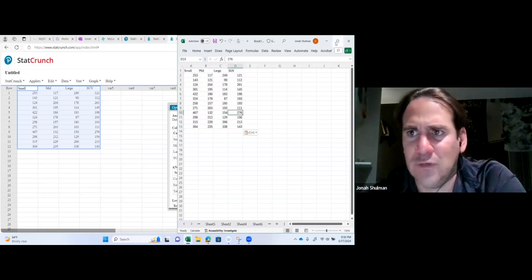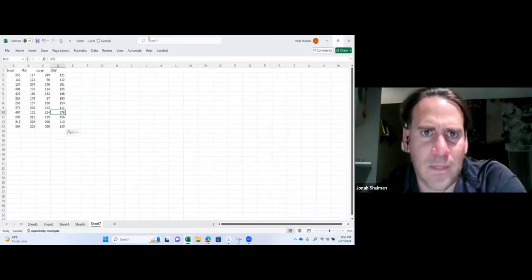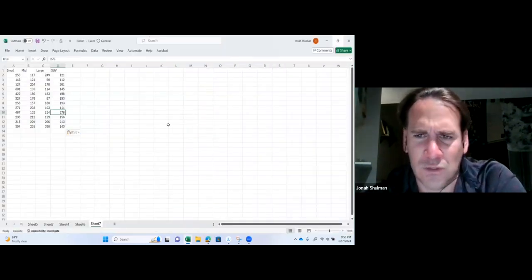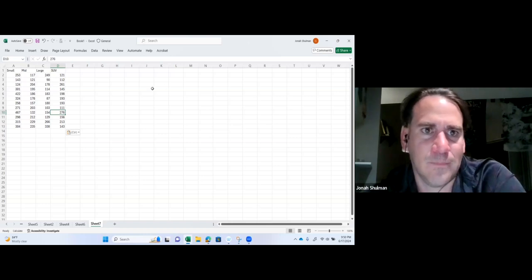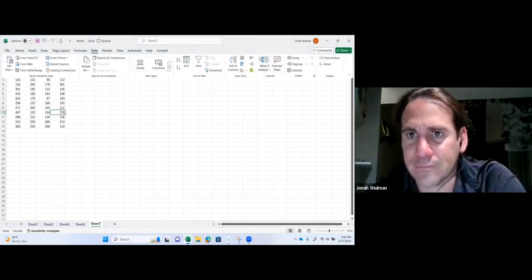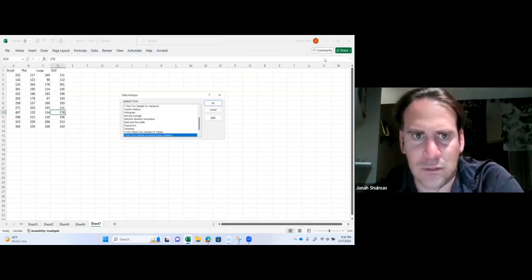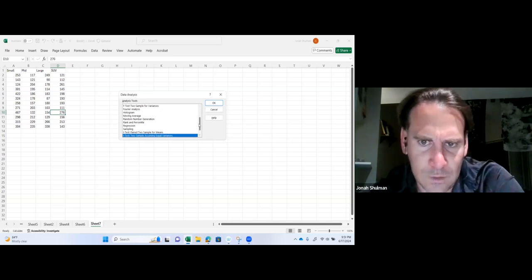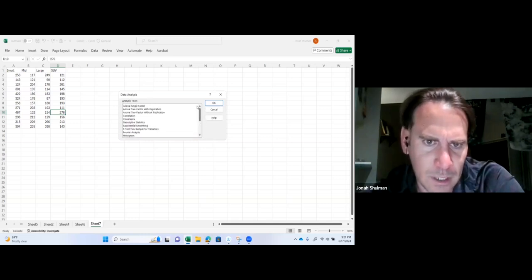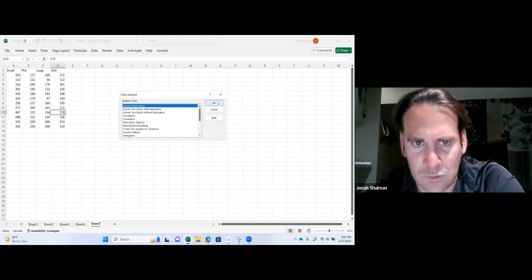So let's see if we get the same values. How would I do this in Excel? I've only really used SPSS in the past, so doing the data on here is a little weird for me. I'm going to click Data, Data Analysis. We want to do a one-way ANOVA. It's got to be here somewhere. Here's ANOVA: Single Factor. That's what we have.